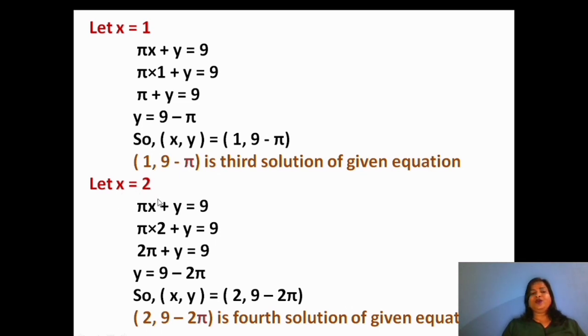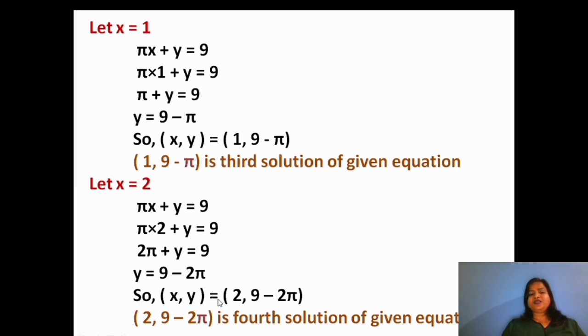Now we will put the value of x is equal to 2 in the same equation. Pi x plus y is equal to 9. Pi multiplied by 2 plus y is equal to 9. When we multiply pi by 2, then 2 pi will come. Plus y is equal to 9. y is equal to 9 minus 2 pi. 2 pi will come to the right side, so the sign of 2 pi will be changed.